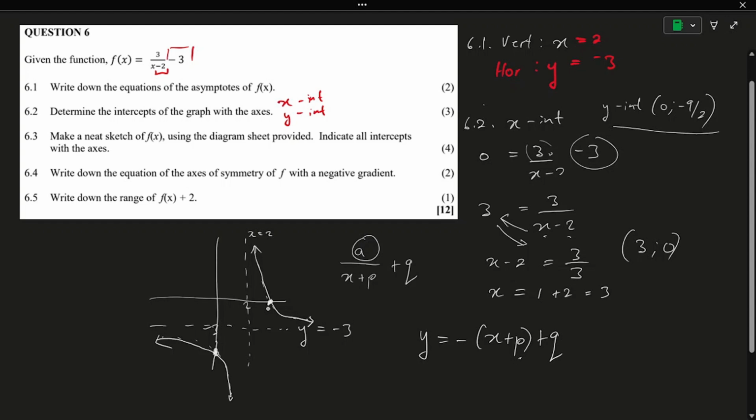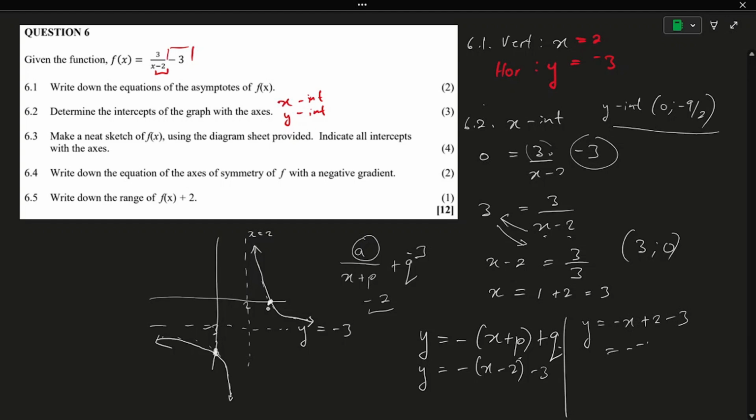So we know what p is and we also know what q is. Our p is minus 2 and our q is minus 3, right? So what we're going to have is y being equal to minus x, plus 2, minus 3, which is the same as minus x minus 1. So this is the equation of the axis of symmetry of f with a negative gradient.